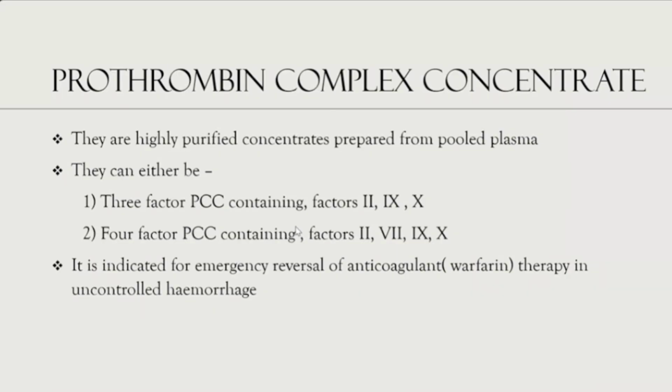So a 3-factor PCC, that is prothrombin complex concentrate, contains factor 2, factor 9, and factor 10. Then the 4-factor PCC contains factor 2, factor 7, factor 9, and factor 10. So the difference between the 3 and the 4 is factor 7. So these are indicated for emergency reversal of anticoagulant warfarin therapy in uncontrolled hemorrhage.